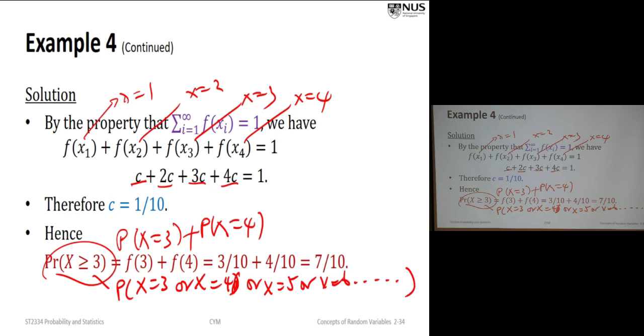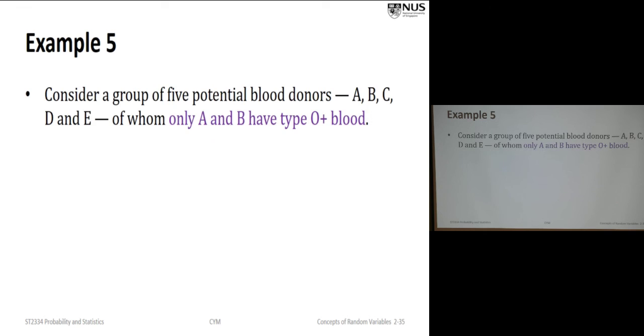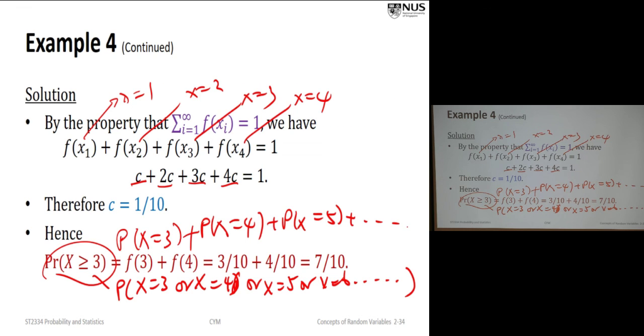Then can I write this as a sum of probabilities? Can I do it like that? Are these two the same? Yes? No? They're the same. Why are they the same? Because they're mutually exclusive events. Why are they mutually exclusive? If you got x equal to 4, can it be 5? Cannot be. Can it be 3? Cannot be. You can only take one value. All right?